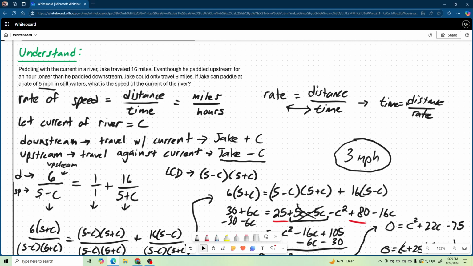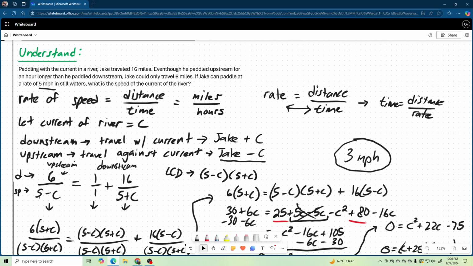The way we figure out the time is by rearranging this formula, because we know the distances and the rates. If we know the distances and the rates, the thing we can set equal is the time. So we rearrange the formula so that time equals distance over rate. The distance over rate of our upstream we can set equal to the distance over rate of our downstream, and that will help us figure out what the current is that's pushing us either way.